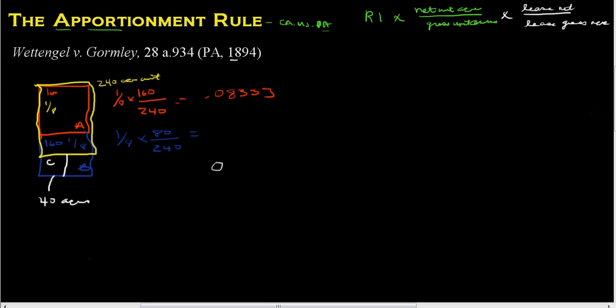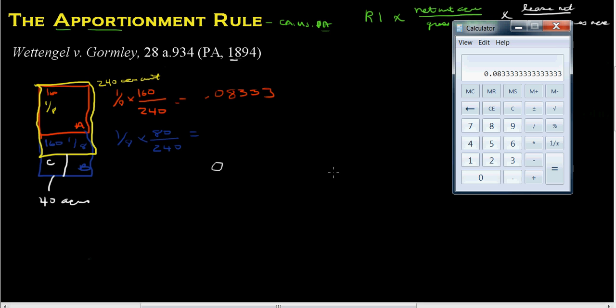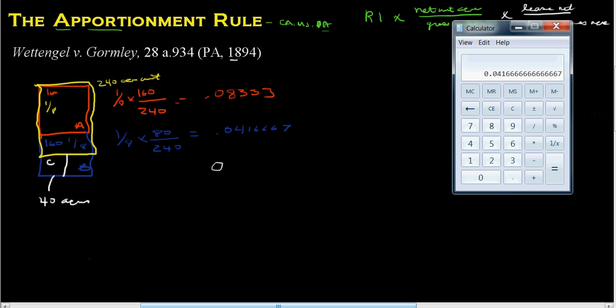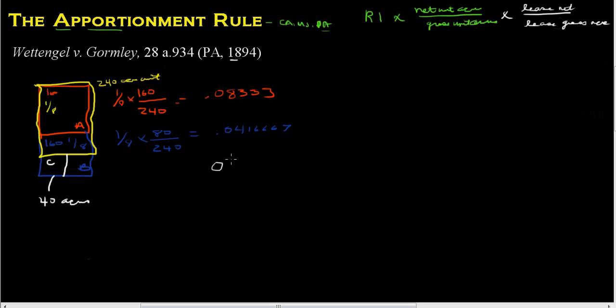And then B's interest is going to be, let's do that math, 0.125 times 80, his total acres in the unit, divided by the total unit acres, 240. So this would be B's interest, 0.0416667. Did I get that right? Yeah. Okay, so that would be B's interest. And then, as we said, because C is not in the unit, C's interest would be 0. So this is the way it would work under a non-apportionment state.